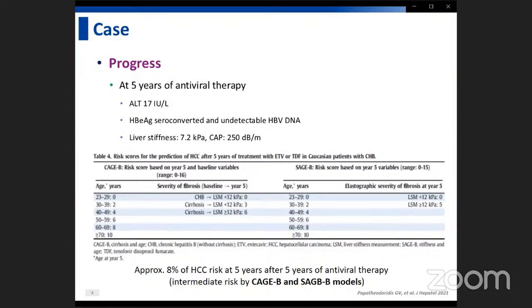After 5 years of antiviral therapy, the patient's ALT remained normal. He showed HBe antigen seroconversion, and his HBV DNA was undetectable. The liver stiffness value had further decreased from 14.5 to 7.2 kilopascal. At this stage, the KHB and SAGE-B models can be used to predict the risk of HCC development beyond 5 years of antiviral therapy. The patient had an intermediate risk according to these two models.